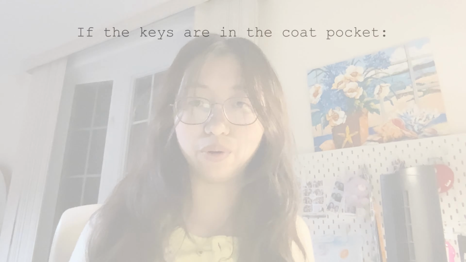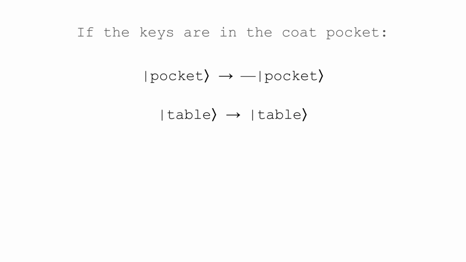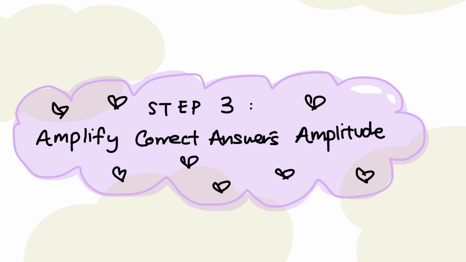Grover's algorithm relies on a special quantum operator called an oracle. Its job is simple. It flips the sign of the state corresponding to the correct answer, and it leaves all the incorrect answers unchanged. You can think of this like putting a secret mark on the correct location that only the quantum computer can use. Now comes the clever part.